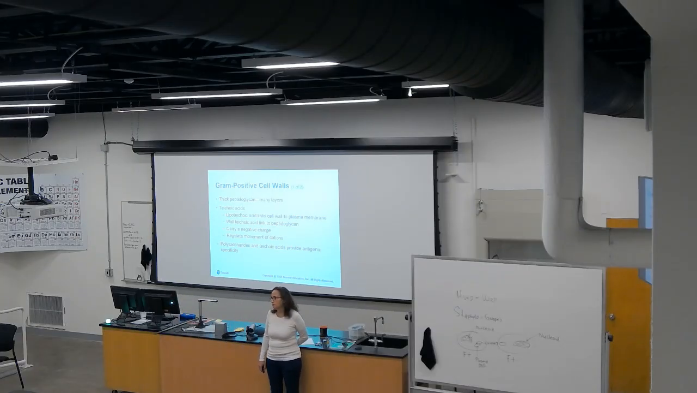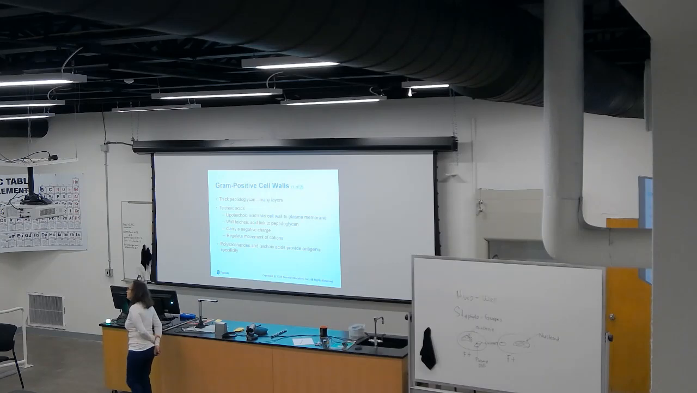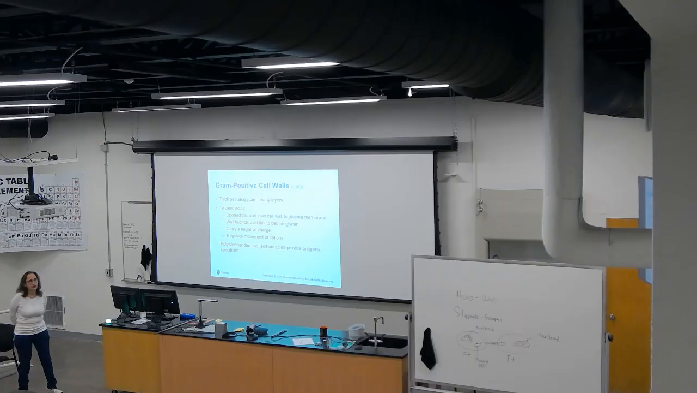So it can have up to 30 layers. And within this cell wall, you not only have peptidoglycan, but also something that is characteristic of gram-positive bacteria, that is the presence of teichoic acids. Teichoic acids can be subdivided into lipoteichoic acids, which are found in the plasma membrane, and wall teichoic acids that are adhered to the peptidoglycan.